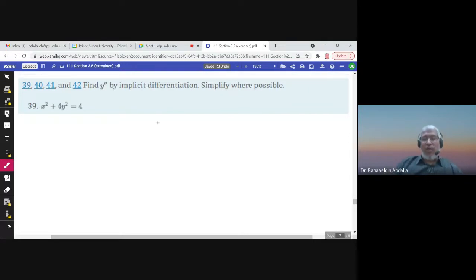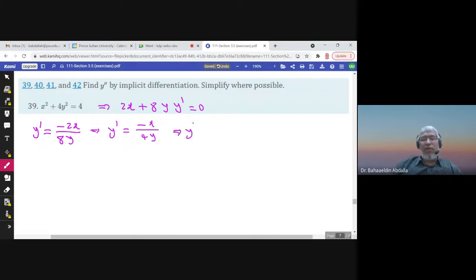Find y double prime. Simplify where possible. All right. The derivative of x squared is 2x plus 8y times y prime equals the derivative of 4, which is 0. I will solve this equation for y prime. So I will have negative 2x on the other side, and then I will divide by 8y. So y prime is negative x over 4y.